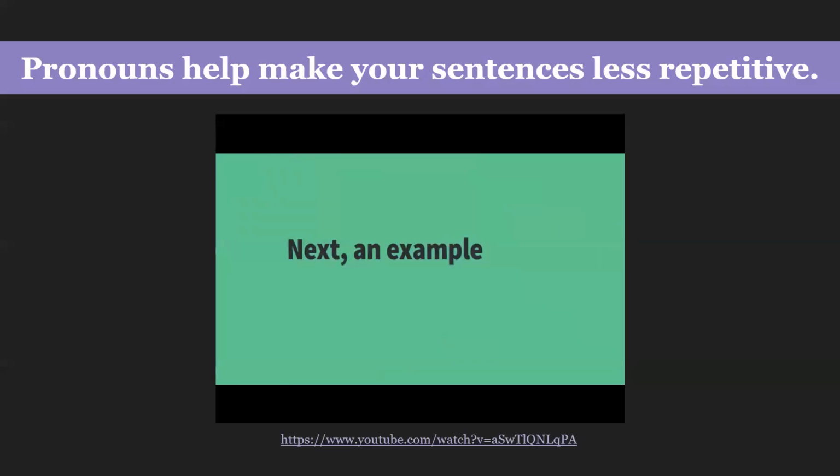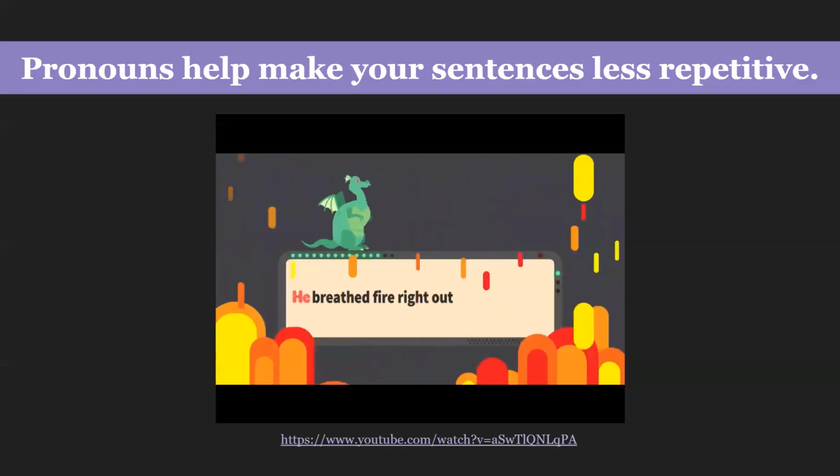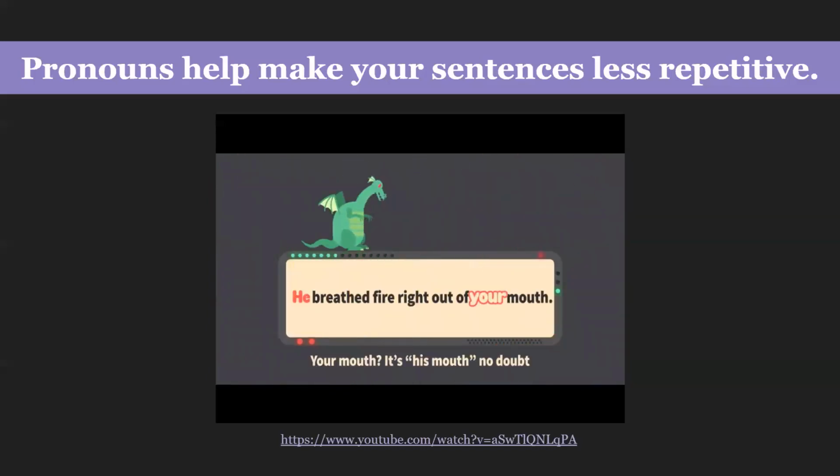Next, an example about the dragon. Let's see. He breathed fire right out of your mouth. Your mouth is his mouth, no doubt. Your and his are different points of view. Making sure they agree is what you've gotta do.